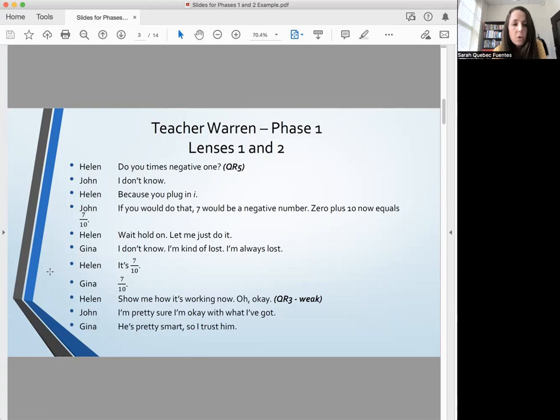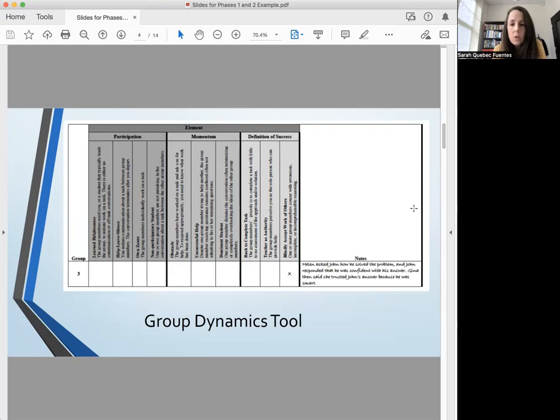For Lens 2, only 2 QR pairs are evident, and also note that QR pair 3 is weak. Even though the response is weak, we do want to document that this question was asked and identify this as a goal for improving the discourse quality with this particular group. The next two slides show how Warren documents his observations in these two lenses using the tools.